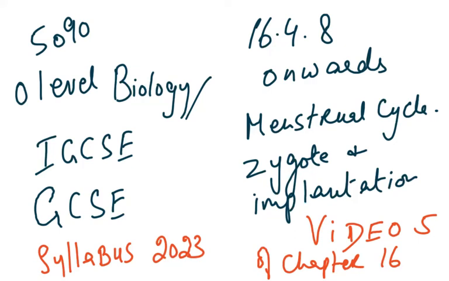Bismillahirrahmanirrahim. Now this is the fifth video on chapter 16, which will continue from 16.4.8 onwards, which has information on the menstrual cycle and the zygote and implantation and the development of the fetus, which we will study in this video.